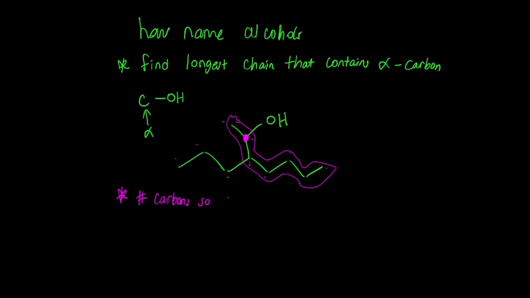The second thing you do is you number the carbons so that the alpha carbon is the lowest number. Okay, no matter what. If you have a methyl group at carbon 2 and an alcohol at carbon 8, do it the other way. You want the alcohol to be at carbon 2 and the methyl group to be at carbon 8. So when we number the carbons, it's going to be like this.